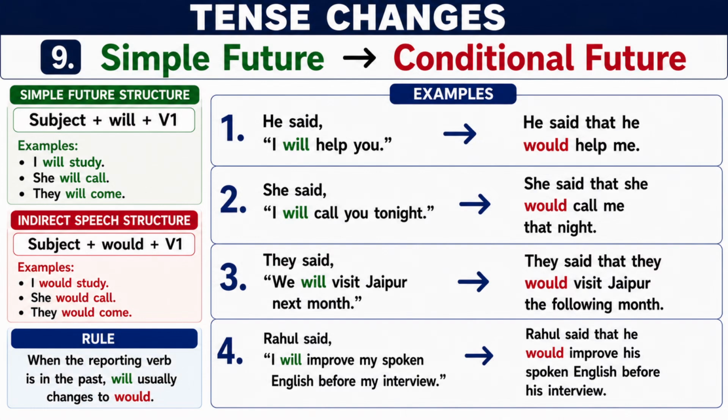Remember this rule. When the reporting verb is in the past, will usually changes to would. Example 1. He said, I will help you.